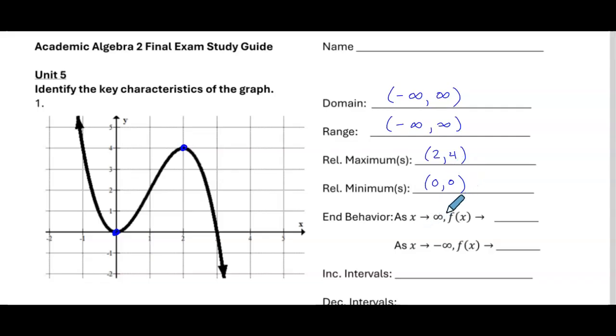And behavior, we're moving to the right on the first one, positive infinity. So the right arrow is also pointing down. So f(x) goes to negative infinity. And the left arrow is pointing up, so that left arrow is going to positive infinity.